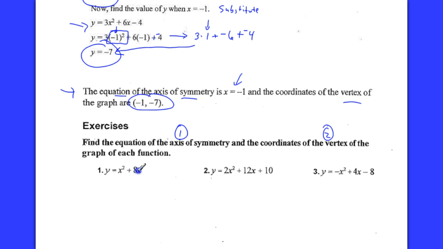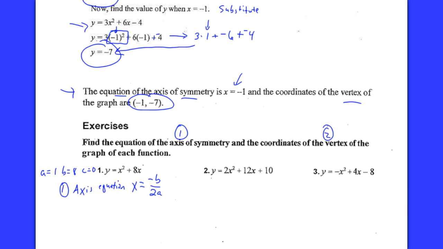Here we have A is equal to 1, B is equal to 8, and C is equal to 0, right? Because it's plus 0. So we always want to begin by identifying A, B, and C. So step one is to find the equation for the axis of symmetry. And to find that, we go x is equal to the opposite of b over 2a.